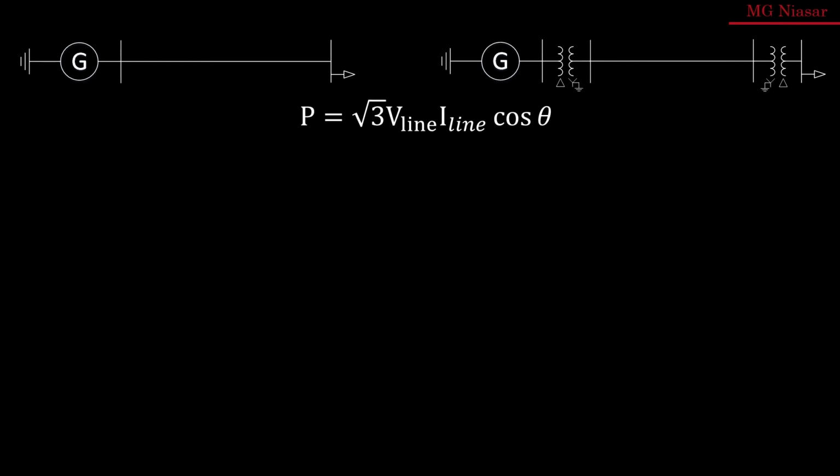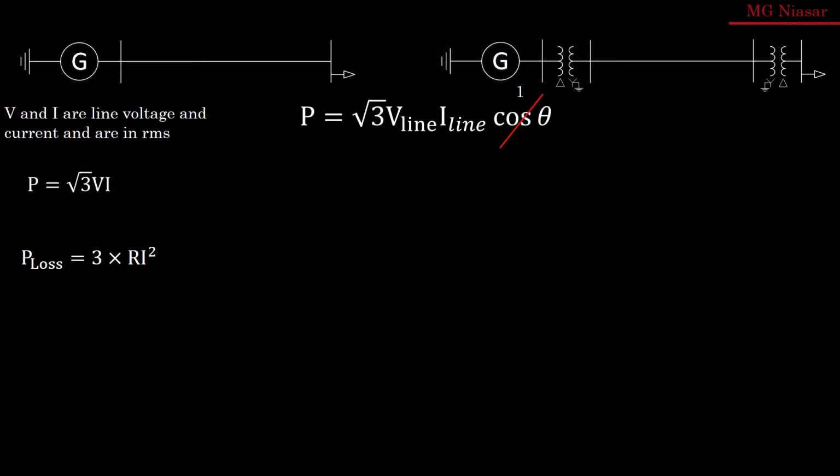Here we have the formula for power transfer in a three-phase system, which is the square root of 3 times line voltage times line current multiplied by power factor, which is this one. Now for simplicity, let us assume that the power factor is 1. So we take that as 1. And now, instead of writing V line and I line all the time, I just write V and I. So in order to transfer a power P, we have this formula: P equals square root of 3 times V times I.